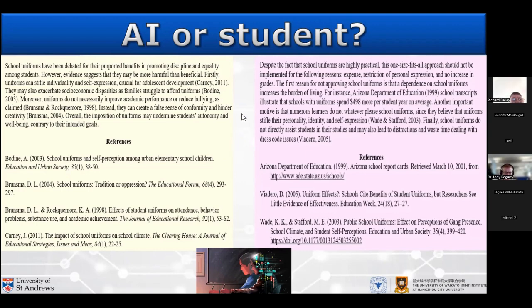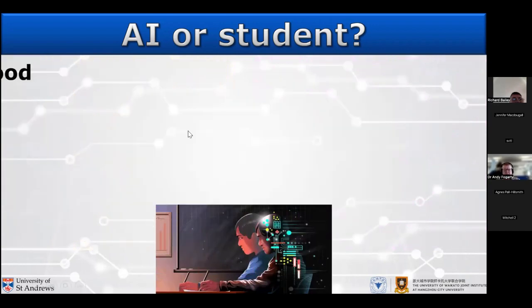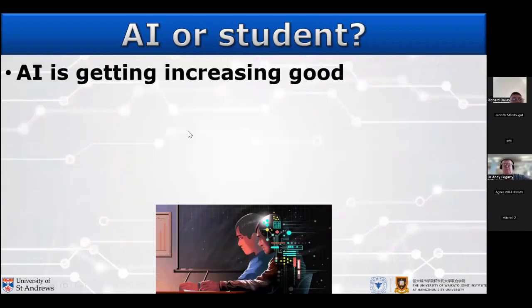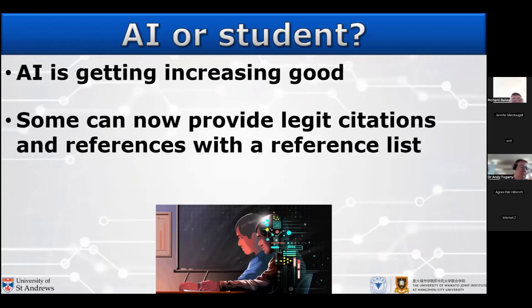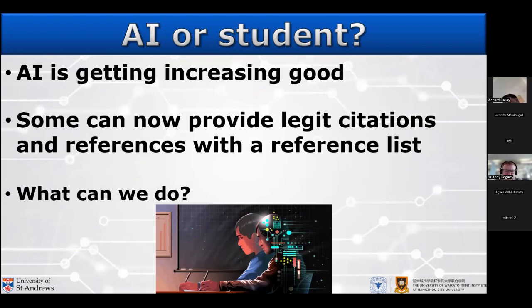All right, now let's go ahead. All right, so AI is getting pretty good. It's making real references and stuff. We used to say that it would give fake citations and fake references with a fake reference list, but now it can give good ones. It can give a legit citation. I can ask it to do an APA or Harvard for me, and it would change it. Now what can we do? So then it's getting increasingly hard.